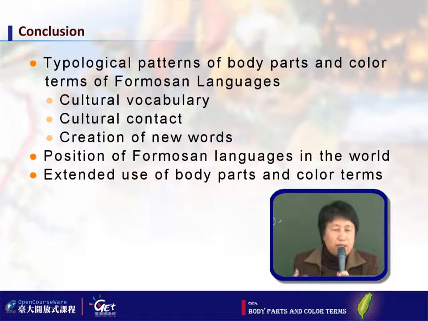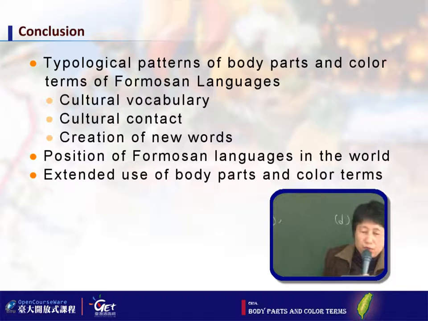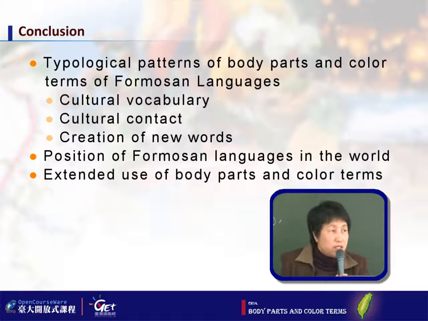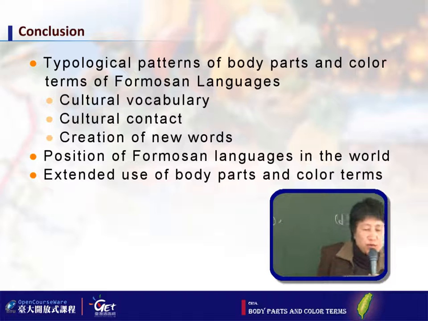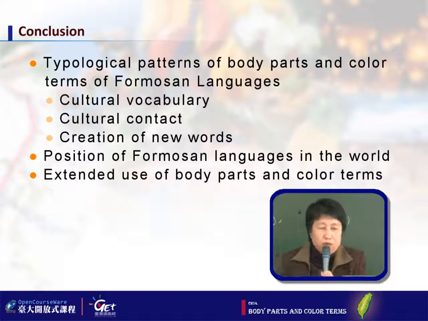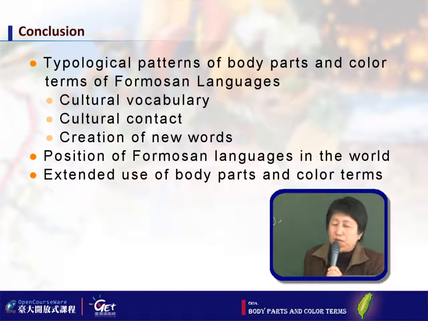We also looked into the word formation of all these languages. Formosan languages, as I said earlier, are very important in the Austronesian language family, because Taiwan is positioned as the homeland of the language family, and they keep all the old features of that family. Then we also discussed some extended use of body parts and color terms. So that's all. Thank you very much.